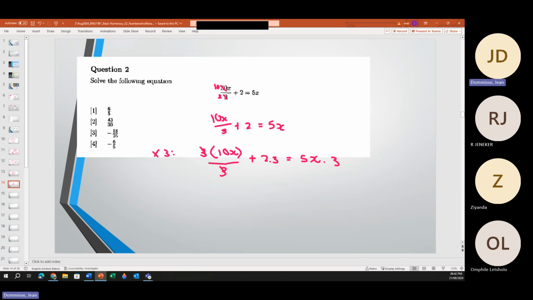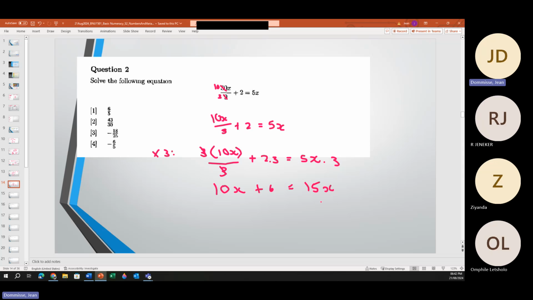3 goes into 3 once, so I'm left with 10x. Here I'm left with 2 times 3 is 6. And then on the right-hand side, 5x times 3 is 15x. Still not feeling very great with what's left there, but let's see.